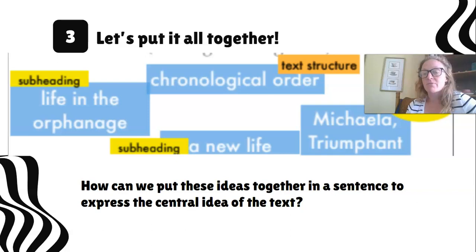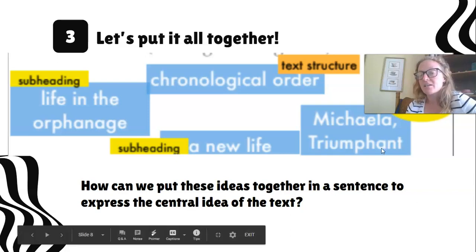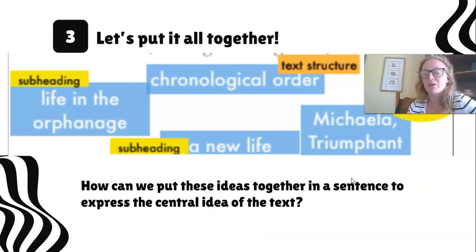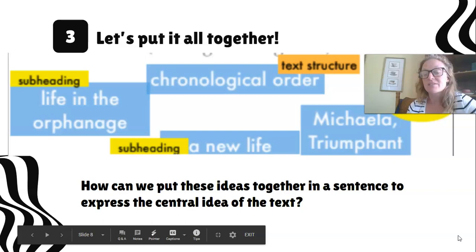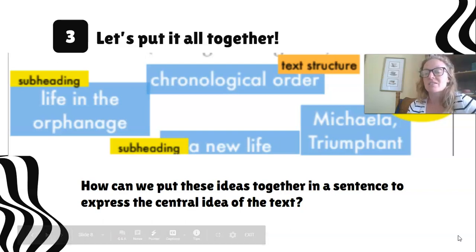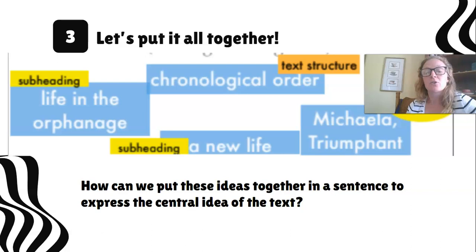So at this point, this is where we put it all together. We look at the things we found. We've got our title, Michaela Triumphant. We've got our subheadings, a new life, life in the orphanage. We've got our structure, it's chronological. If I put these together into a sentence, I might be able to express the central idea of the text. For example, I might say something like, the central idea of Michaela Triumphant is that a young girl experiences challenges and eventually succeeds thanks to the support of her family. So I kind of go into these little details we got and put them together to make a single sentence statement about the central idea.